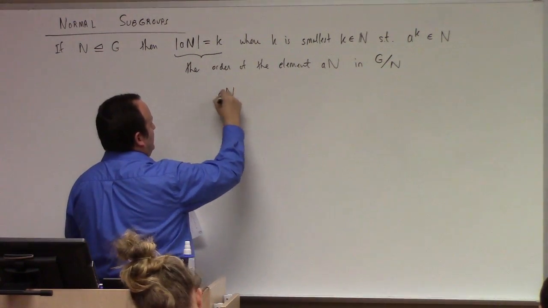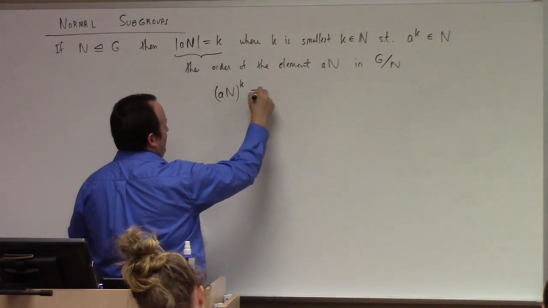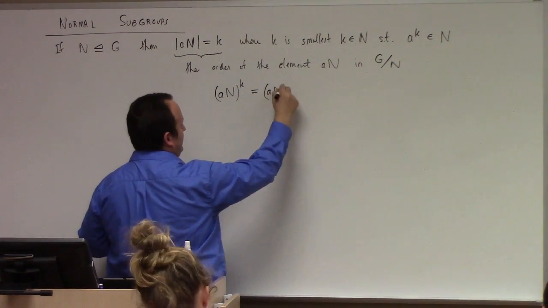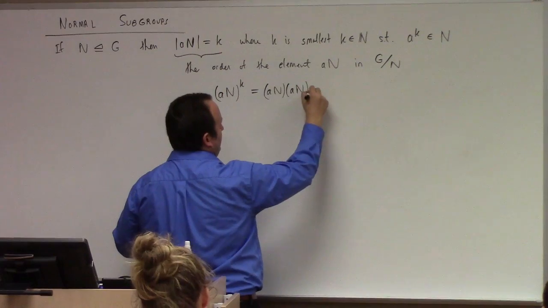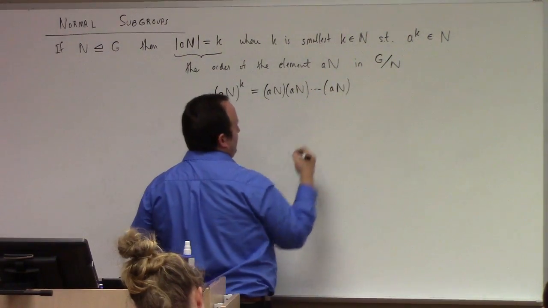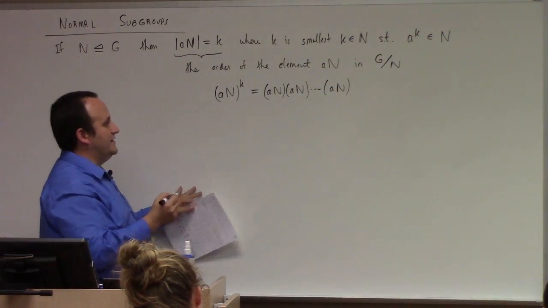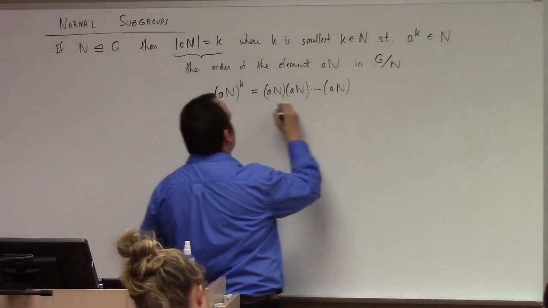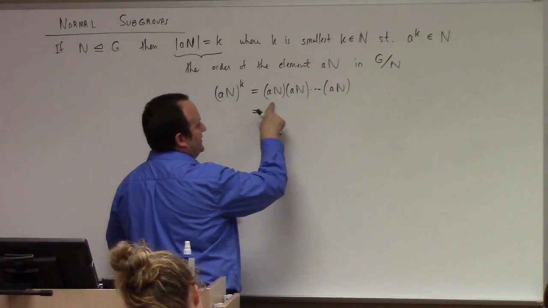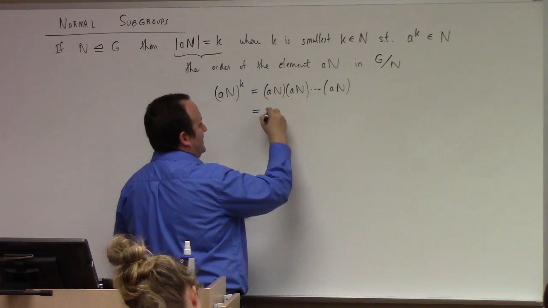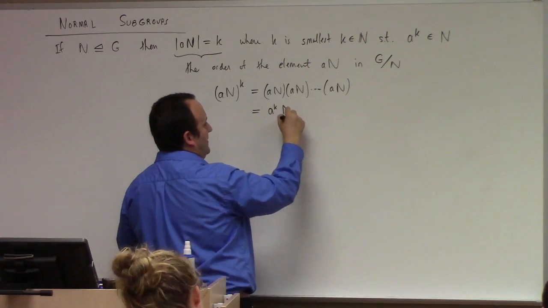What is aN to the power k? By definition, this is aN times aN and so on, if you'll allow me this induction-free, relaxed calculation here for a second. And so how does that go? Well, that's a to the k times N, right?